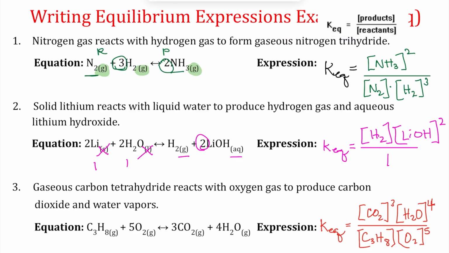So again, any of our coefficients become exponents when we are going from our reversible reaction to writing our Keq expression. And one thing, we haven't done calculations yet, but Keq is not going to have any units on it. It is an expression that is going to tell us what our reaction is going to look like when it reaches equilibrium.